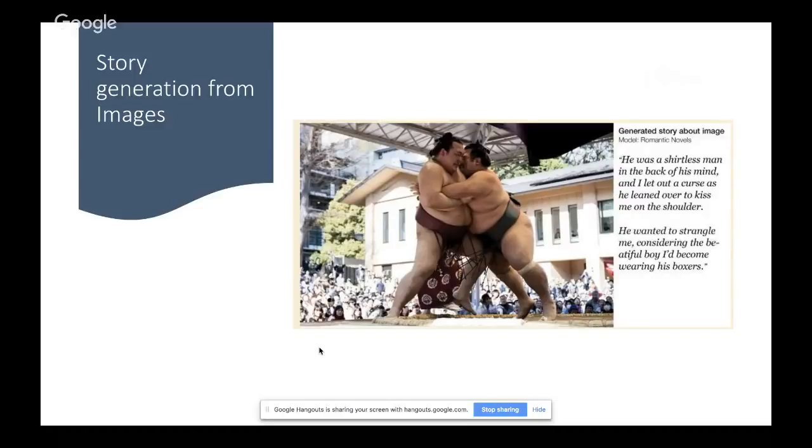The story says, he was a shirtless man in the back of his mind, and I let out a curse as he leaned over to kiss me on the shoulder. He wanted to strangle me, considered to be beautiful boy. I had become wearing his boxes, right?